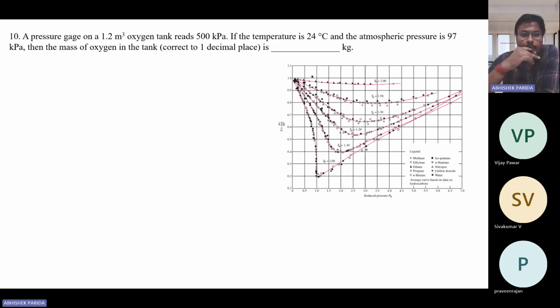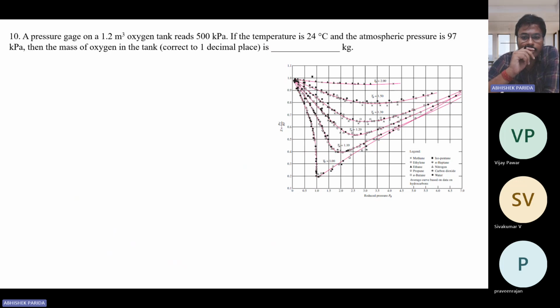Next question. A pressure gauge on a 1.2 meter cube oxygen tank reads 500 kilopascal. If the temperature is 24 degrees Celsius and the atmospheric pressure is 97 kilopascal, then the mass of oxygen in the tank is how much kg? So I have given you the compressibility chart. That means you can use the ideal gas equation, but you have to add one term, that is Z.